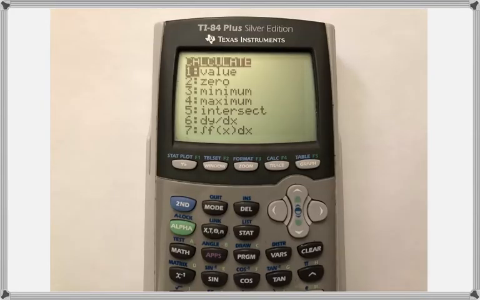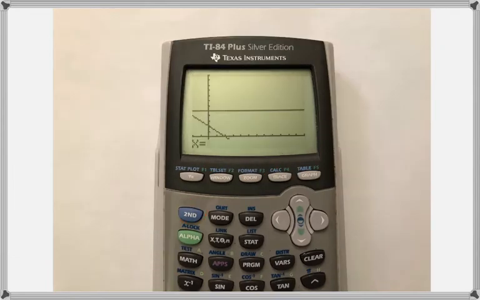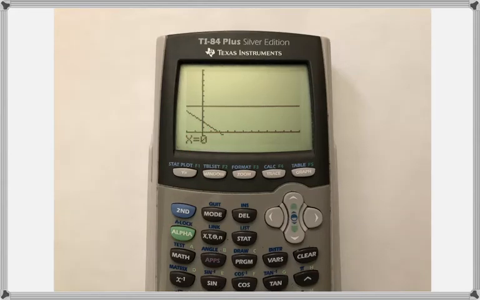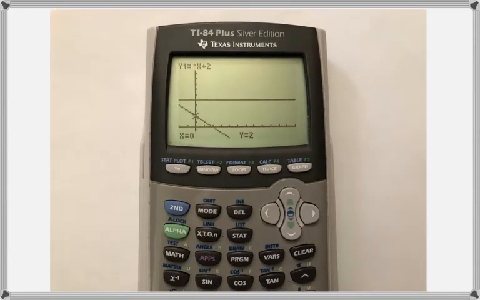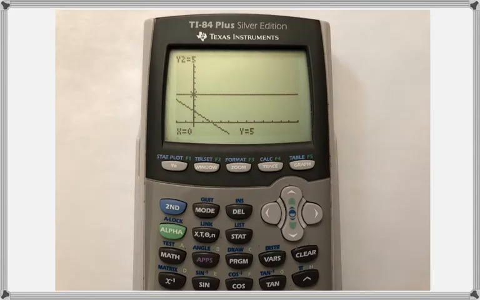Next I'm trying to find the points that are on the y-axis. So if I press second calc and then the value command, it will take me to the graph, and I need to type in x is equal to 0 here, and then press enter. And then if we press up and down, it will scroll through all of the different points that are on the y-axis. So we want 0, 2, and we want 0, 5.